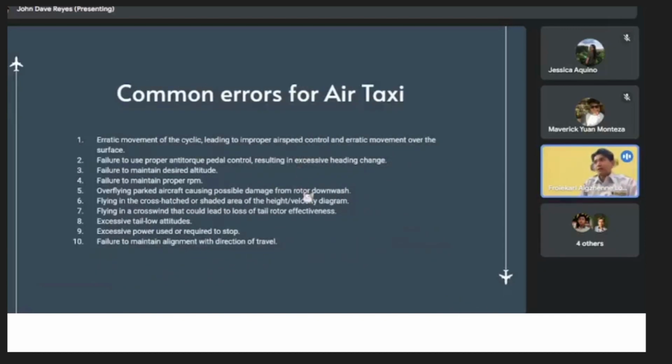So for the common errors, one is erratic movement of the cyclic. Second is failure to use proper anti-torque pedal control. Third is failure to maintain desired altitude. Fourth is failure to maintain proper RPM, overflying parked aircraft, flying the crosshatch, flying a crosswind that could lead to loss of tail rotor effectiveness, excessive tail low attitudes, excessive power used or required to stop, and failure to maintain alignment with direction of travel.